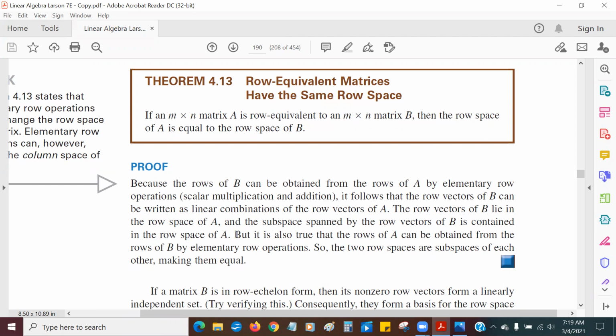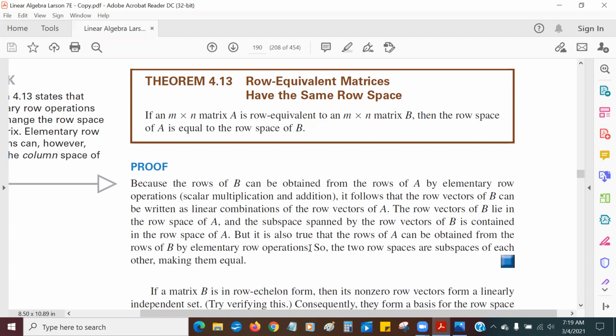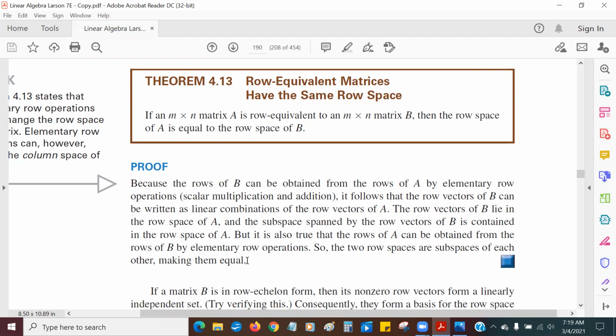Now, on the flip side, we know that the rows of A can be obtained from the rows of B, also by elementary row operations, because you just do the reverse operations. We've done this previously. So A is contained in B, B is contained in A. The two row spaces are subspaces of each other. Well, the only way that's ever going to happen is if they're equal. The only way I'm a subspace of you and you're a subspace of me is if we're the same thing. So we see that the row space of A and the row space of B are equal, even though you're going to get different vectors.